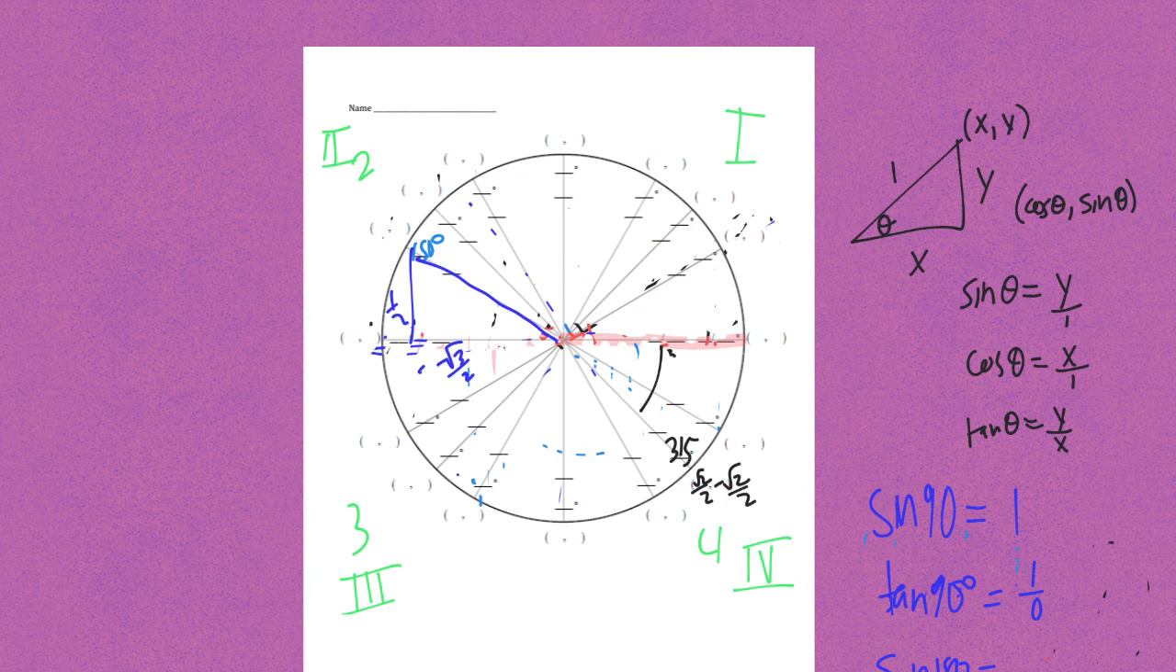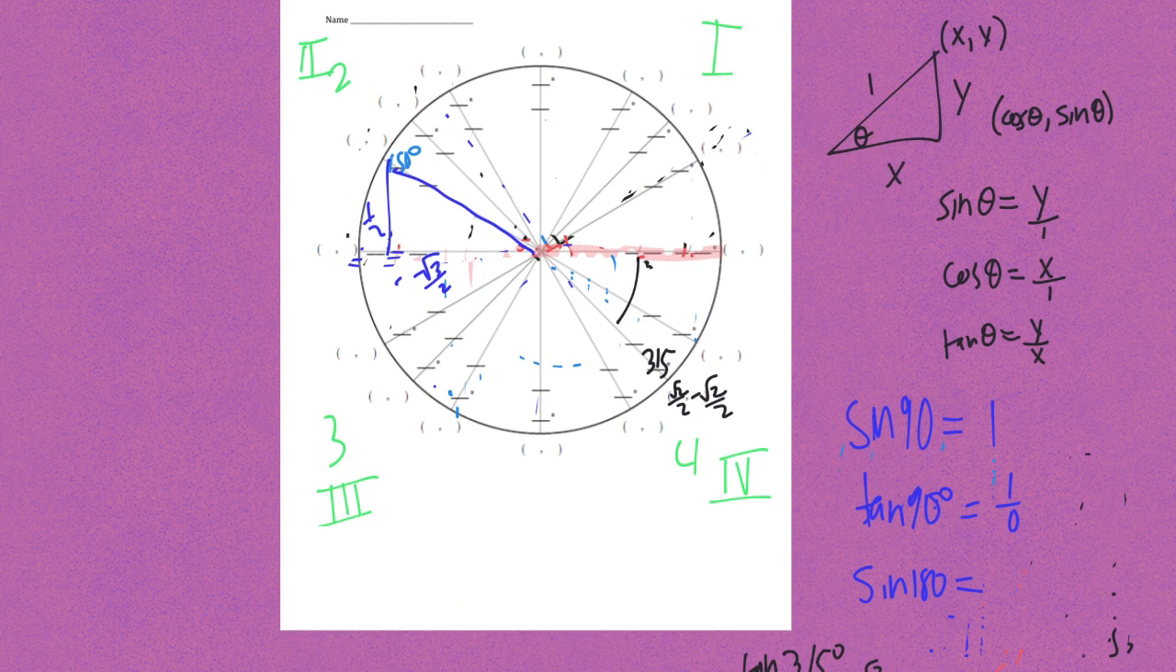Reference angles are the distance from the x-axis. Oh, actually, I lied. The next thing I'm going to talk about is, what if I asked you to graph or figure out where -45 degrees is? Do you know where that would be?